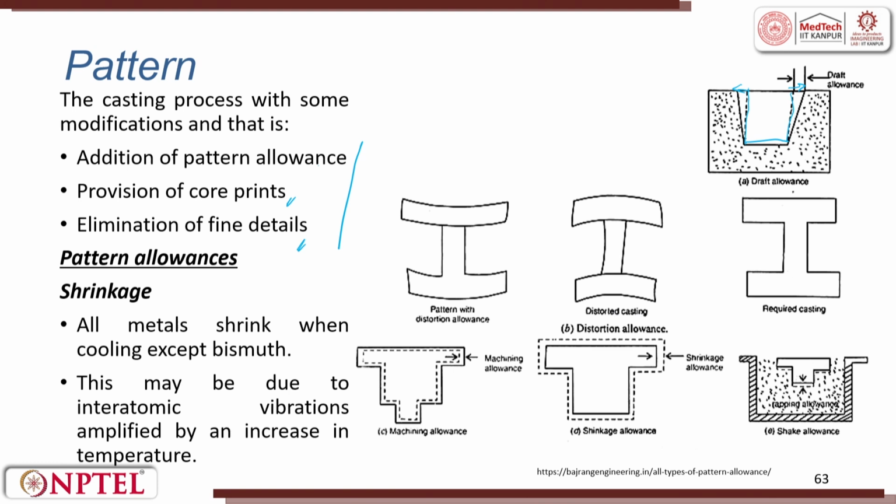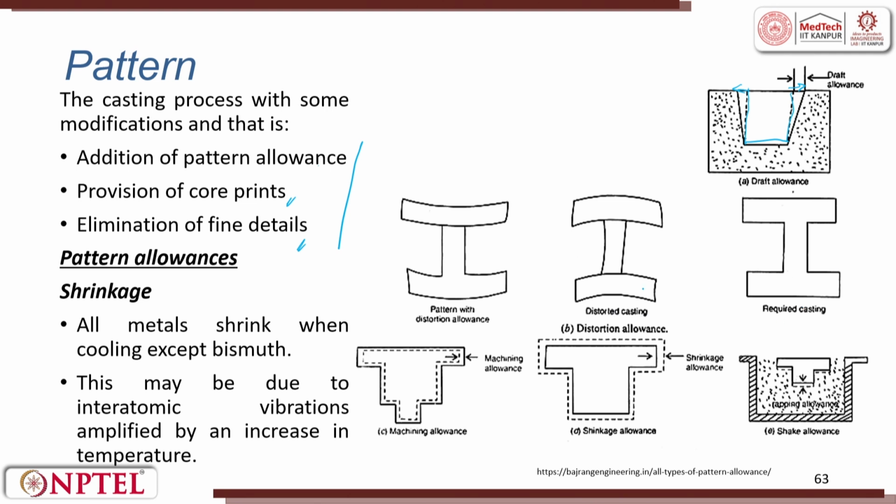For example, when you are trying to cast my hand, you have skin there, and on the skin you have hair; these are very fine features. So, you generally try to avoid these features, right. These are some of the modifications we do. So, these are patterns with distortion allowance. This is a distorted casting. Because of the pattern mistake, you see the component is also distorted.